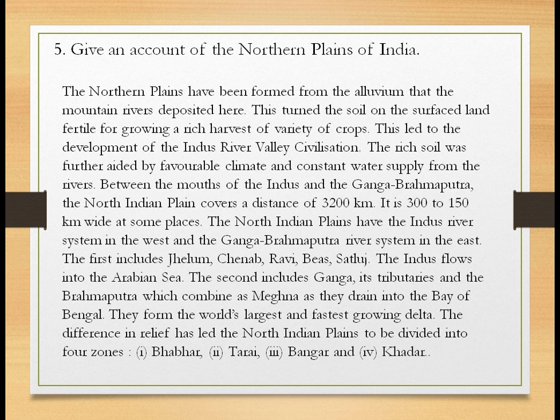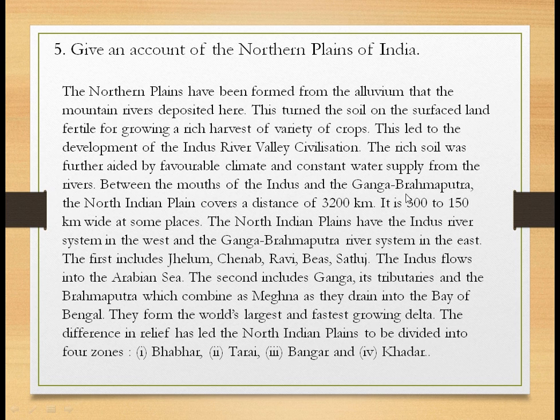I am just reading for you. The northern plain has been formed from the alluvium, that is the depositional work by the rivers which are coming from the Himalayan mountains. We speak of the northern plain as the Indo-Gangetic plain also. So no need to write all this about Indus River, Valley civilization and all. This is only for reference purposes I have placed here. The rich soil was further added to by the favorable climate and constant water supply from the rivers.